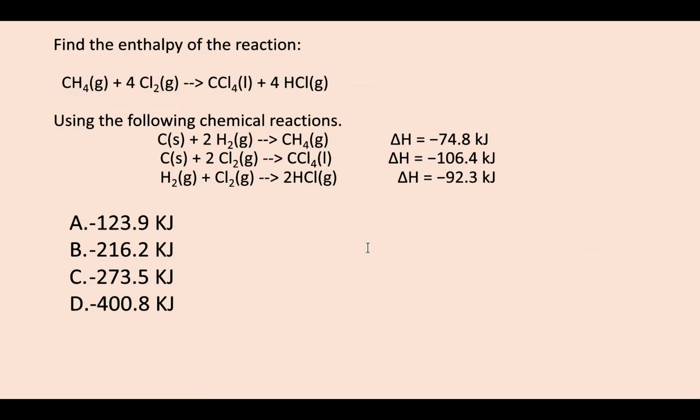Now your last one is a little bit longer, and this is where you have a target equation and then a series of equations that you can manipulate. So when we're doing this, the 2 rules you have to remember is if you need to flip one of your manipulating equations, you change the sign on delta H. The other rule is if you multiply or divide your equation by any number, then you multiply and divide your delta H as well.